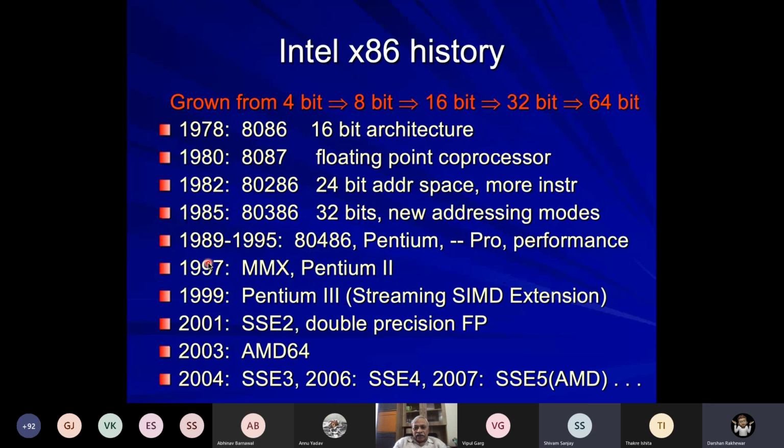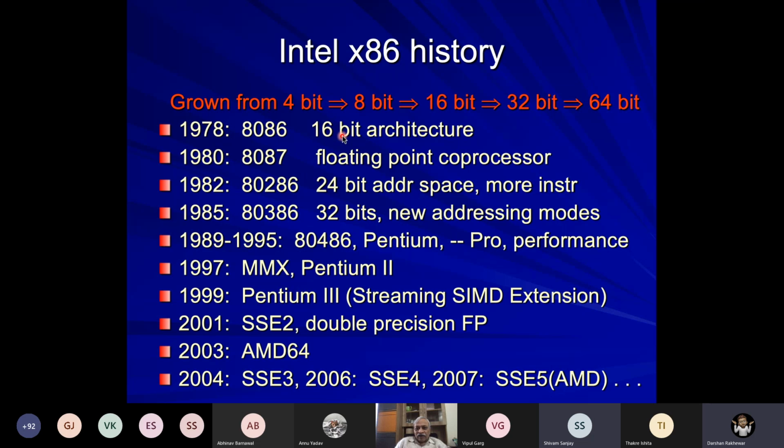Okay, so finally let's talk a little bit about Intel's x86. It has a long history in the sense that Intel started with a 4-bit processor, which was essentially a toy used for very simple embedded applications. Then came up with 8-bit, 16-bit, 32-bit, and 64-bit. So starting the journey from 1978, the first 16-bit architecture. The 4 and 8-bit architectures were even before that, early 70s.